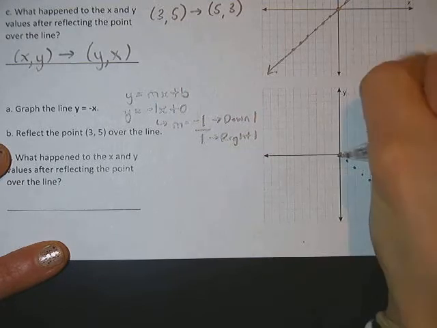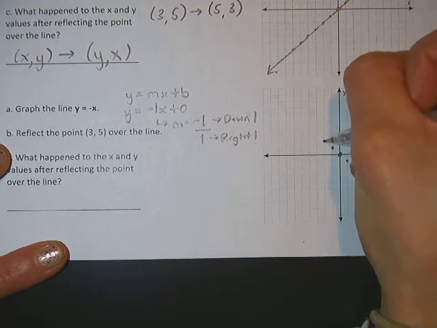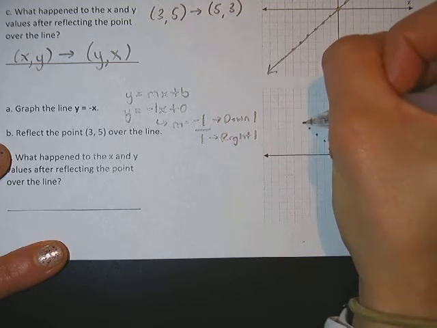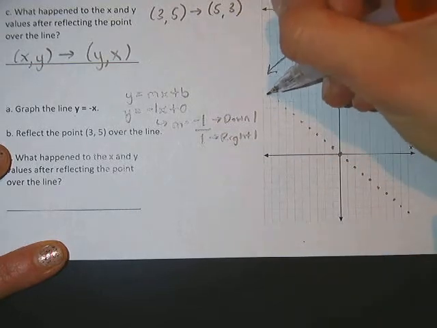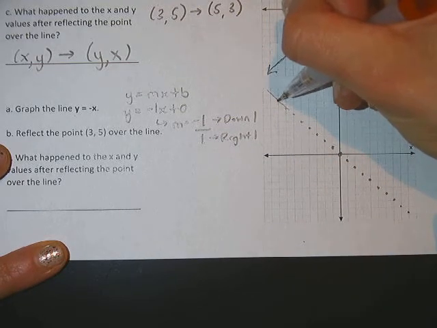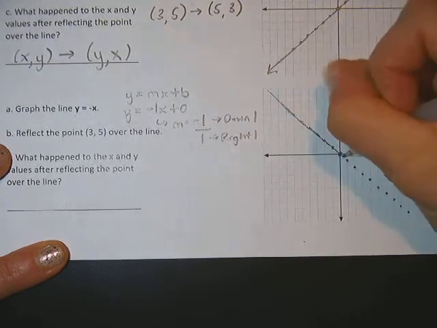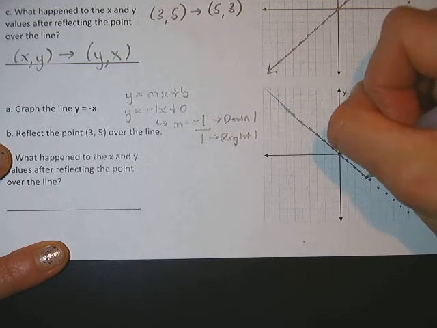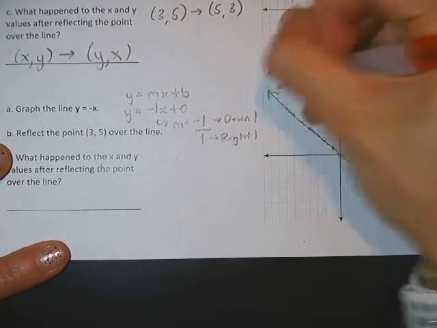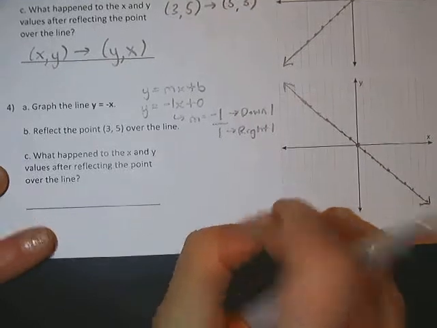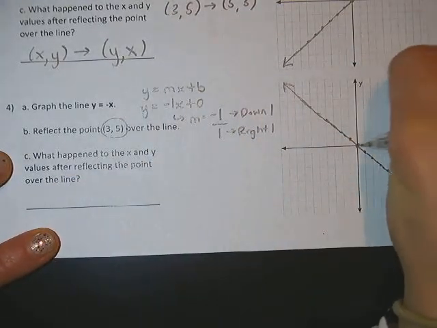Then to go the other way, you do the opposite. So you go up 1 and left 1. And then once you get your line graphed, you just draw your line through them. Again, you can use a ruler or the edge of a sheet of paper so you can make a nice line. And so if they asked us to reflect something over that line, we're going to use that famous point (3, 5) again. So we're going to do like we did before. We're going to graph the point (3, 5).